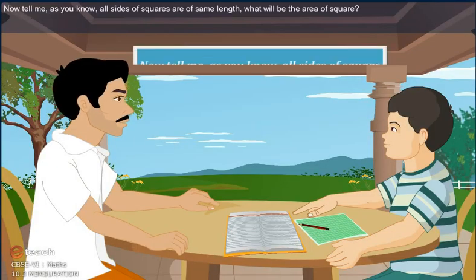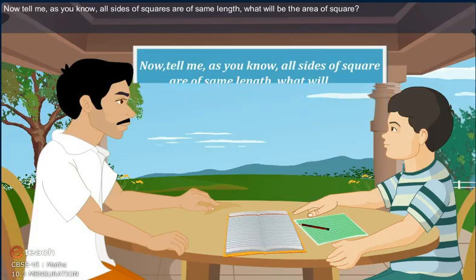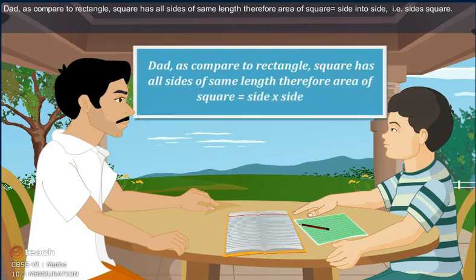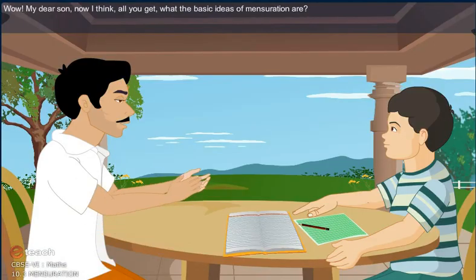Area of a square. Now tell me, as you know, all sides of a square are of the same length. What will be the area of the square? Dad, as compared to a rectangle, a square has all sides of the same length. Therefore, area of the square is equal to side into side. That is side square. Wow!